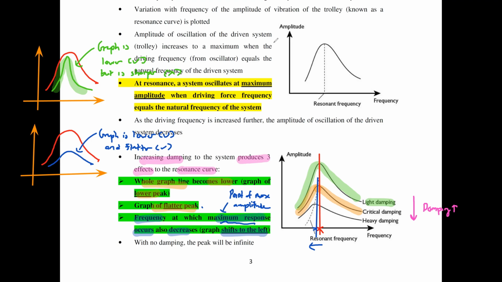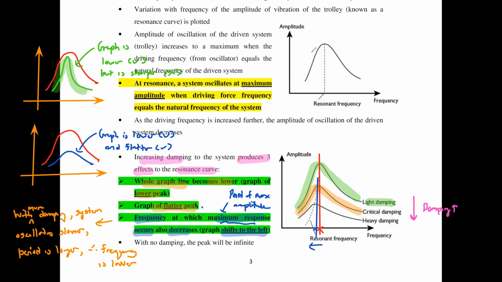Now, why does this occur is mainly because with more damping, your system oscillates slower. So it takes a longer time to complete your cycle, to complete one oscillation. So it oscillates slower, period is longer, therefore frequency is lower. That's the reason why it shifts towards the left.